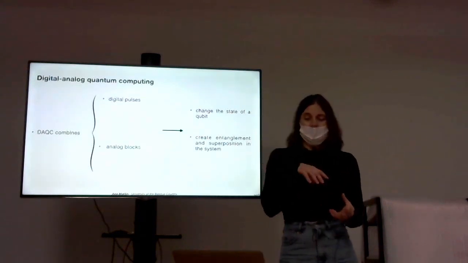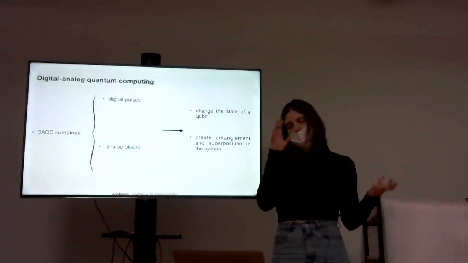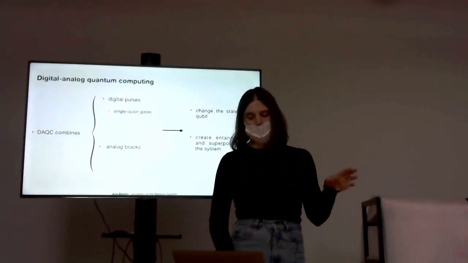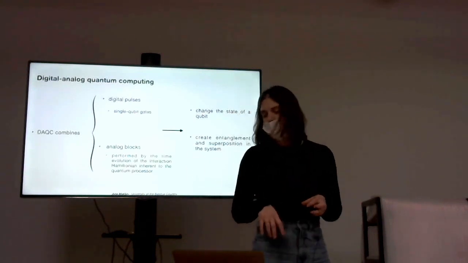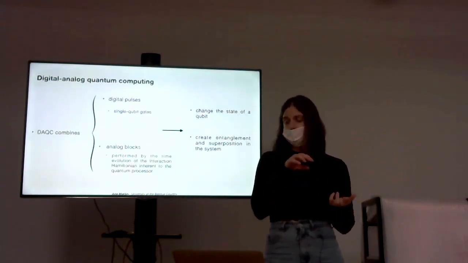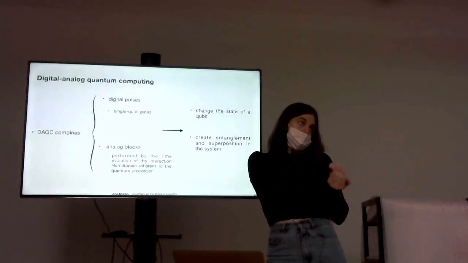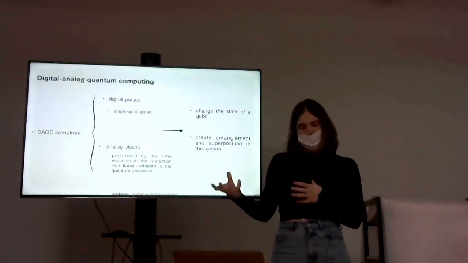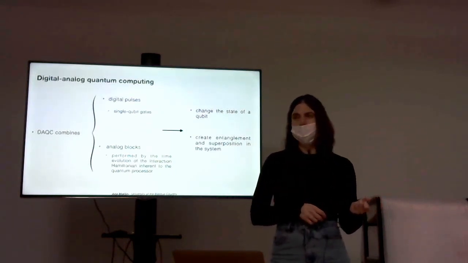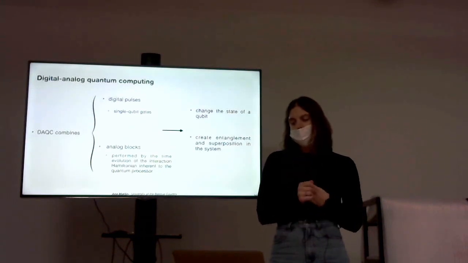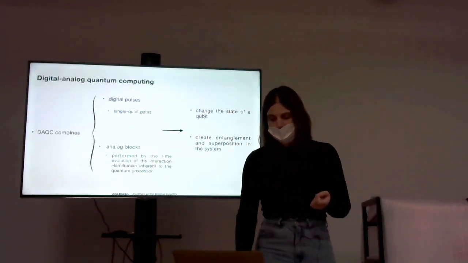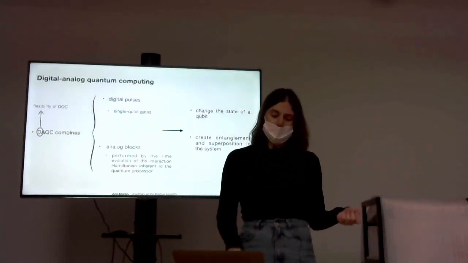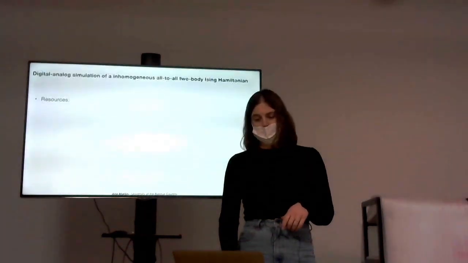The building blocks of this paradigm are digital pulses that are single qubit gates, the same as in the fully digital case, and analog blocks that are performed by the time evolution of the interaction Hamiltonian inherent to the quantum processor. This means the natural Hamiltonian that arises between the qubits. With this, we do the same thing as we do in the digital paradigm. We change the state of the qubit and create entanglement and superposition in the whole system. So digital analog combines both the flexibility of the digital paradigm and the robustness of the analog simulation.